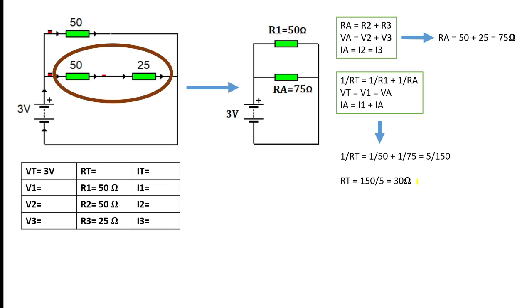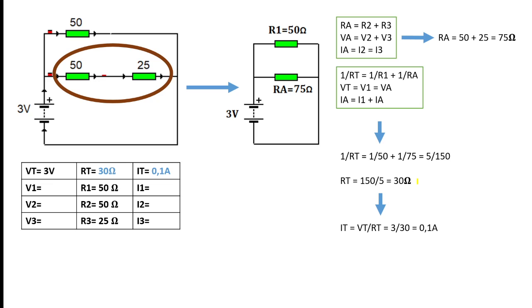And after finding the total resistance, the next step will be to find the total intensity. So since we have total resistance and total voltage, we can just apply Ohm's law to find the total intensity. That we can see it is 3 volts divided by 30 ohms equal to 0.1 amperes. So up to this point we will have total resistance and total intensity. Now we will have to find the partial intensities and voltages. This part will be a bit more difficult, but we will solve it step by step.